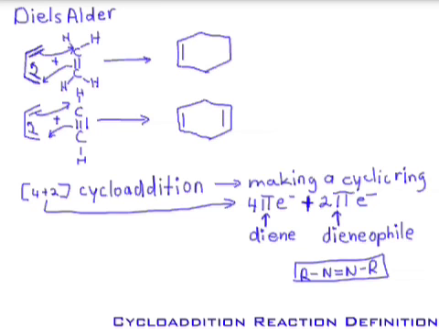Let's draw the new bonds that have formed. So let's draw it again, the same product structure. But this time I'm going to use blue, and I'll use black for the bonds that have formed. Those are the bonds that have formed.